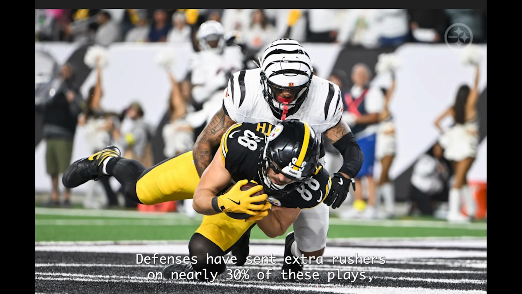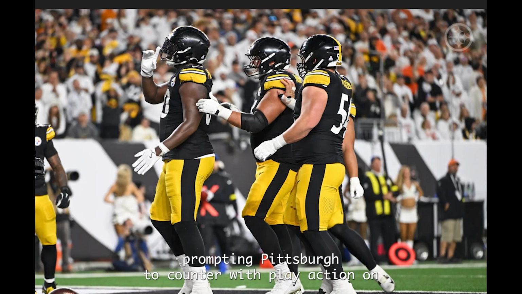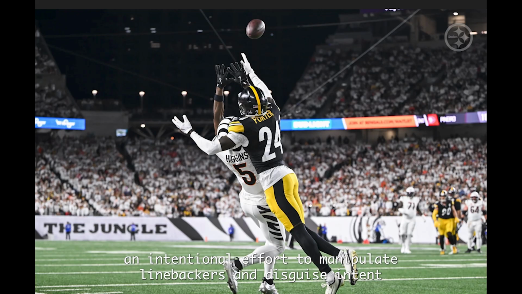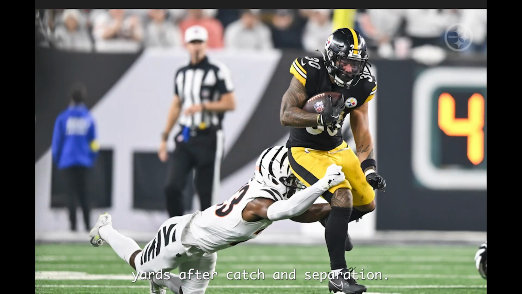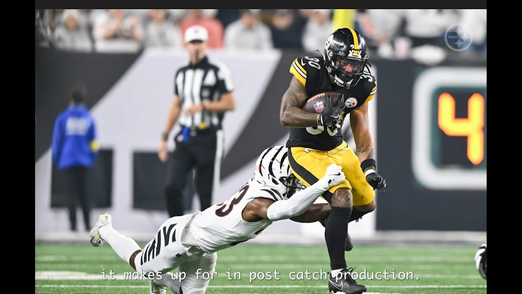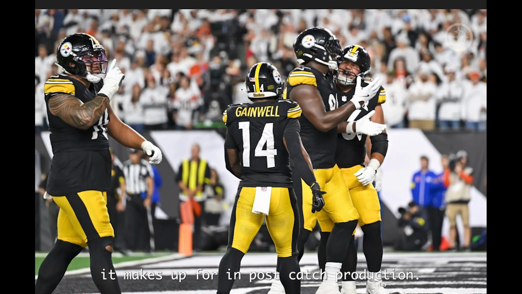Defenses have sent extra rushers on nearly 30% of these plays, prompting Pittsburgh to counter with play action on 26.3% of dropbacks, an intentional effort to manipulate linebackers and disguise intent. Yards after catch and separation. What Pittsburgh lacks in raw downfield explosiveness, it makes up for in post-catch production.